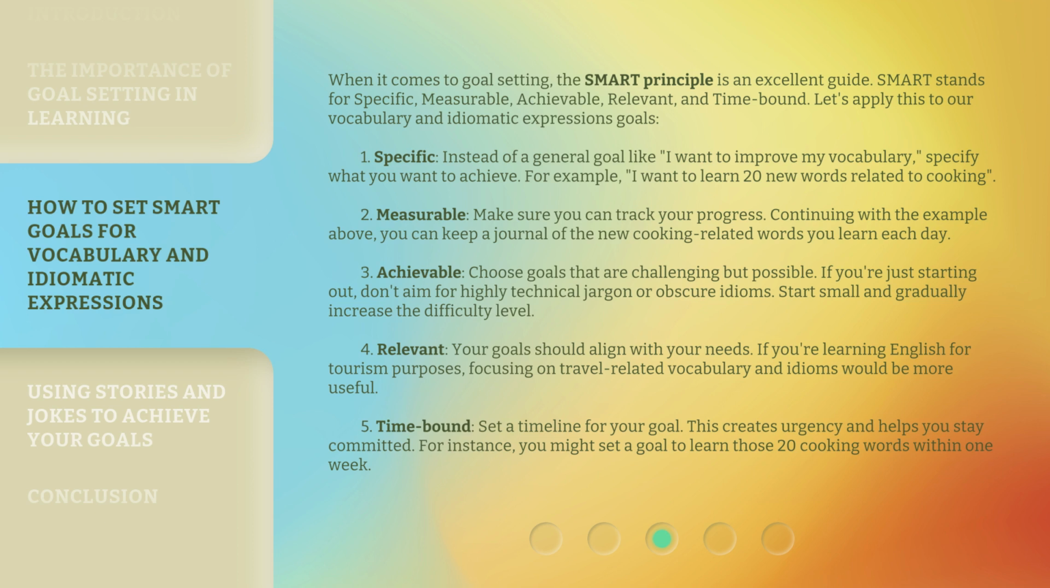4. Relevant. Your goals should align with your needs. If you're learning English for tourism purposes, focusing on travel-related vocabulary and idioms would be more useful. 5. Time-bound. Set a timeline for your goal. This creates urgency and helps you stay committed. For instance, you might set a goal to learn those 20 cooking words within 1 week.